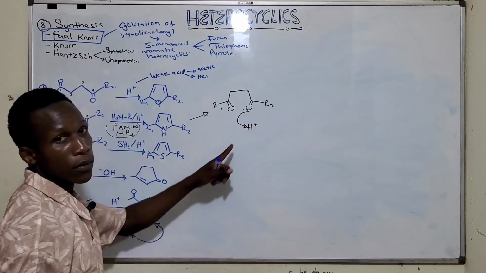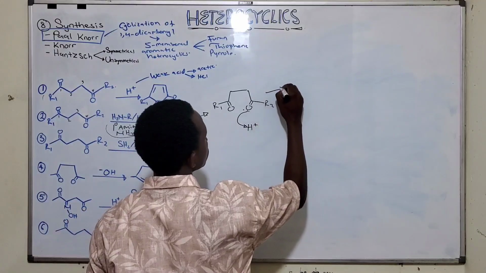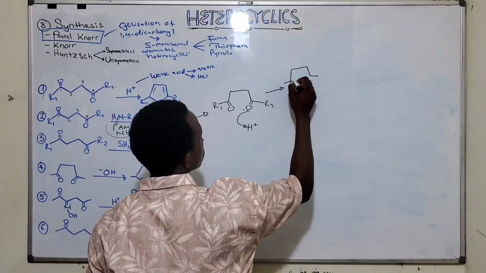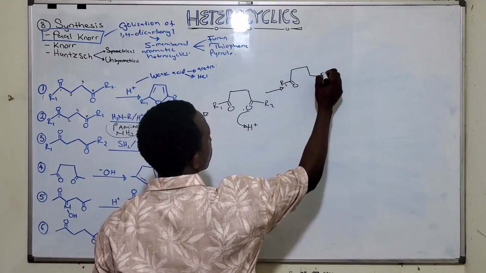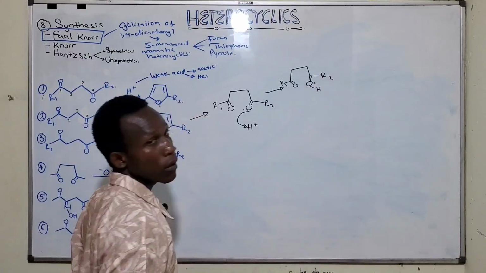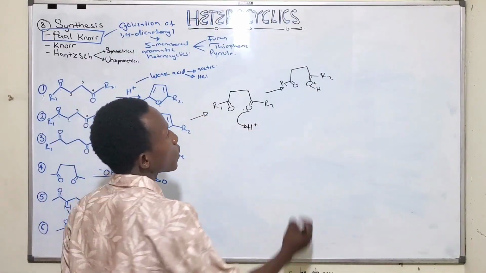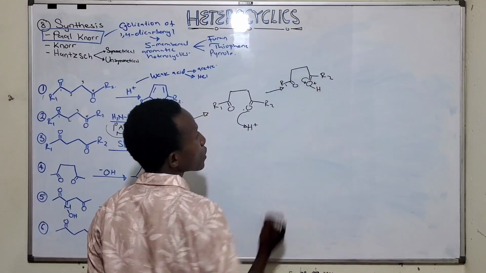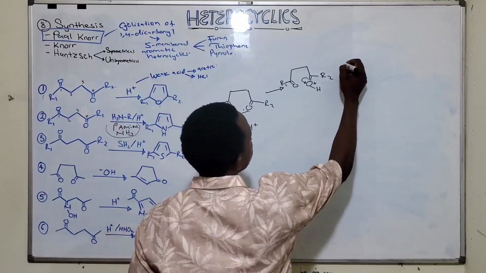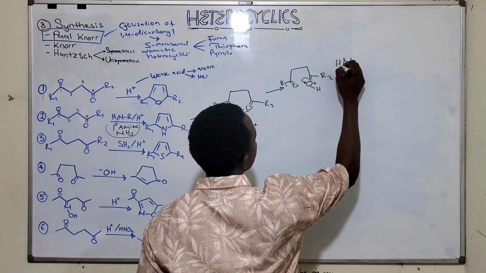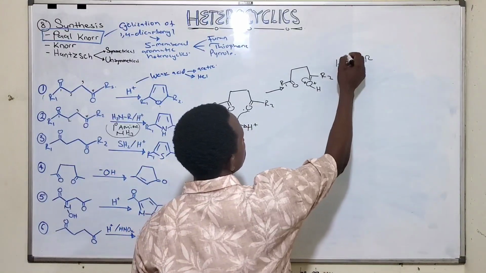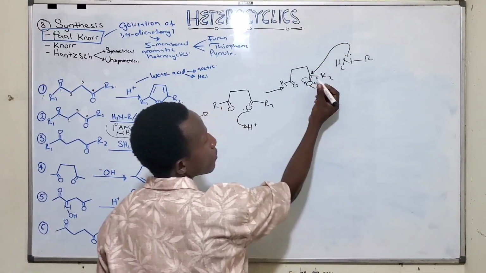Oxygen will attack the proton. When it attacks the proton, we shall have this: R1, R2. Then here we are having O with H, but this one is now a plus. So when it pulls electrons to stabilize, the primary amine will now come. Remember, nitrogen has a lone pair of electrons to attack this carbocation.